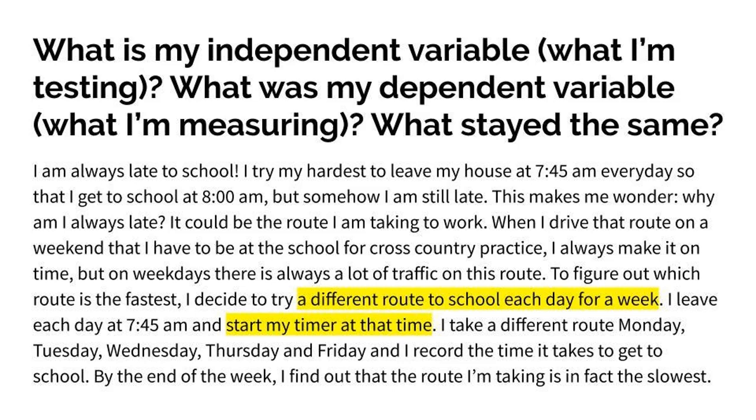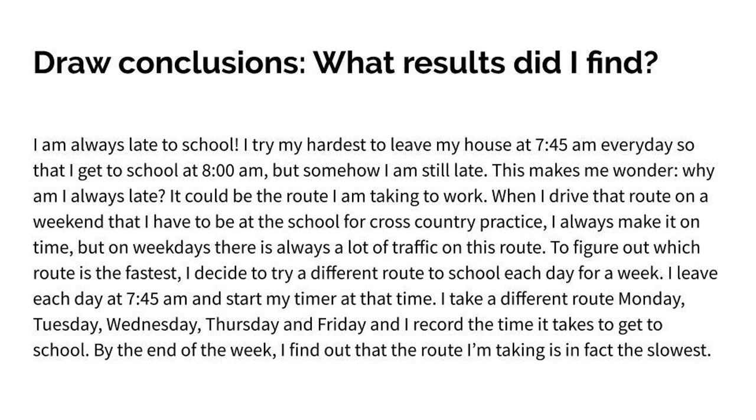And if you didn't get those this time, that's okay. We're going to keep practicing those things. And finally, we're going to draw a conclusion from our test. So hopefully you're looking at my story and realizing that my conclusion was the route I'm taking to school is in fact the slowest. And if the route I'm taking is the slowest, then that means it is the route I'm taking to school that is making me late. And if I found a faster route, then that would get me to school on time. So hopefully you were able to find that conclusion as well, and write that down in your notebook.